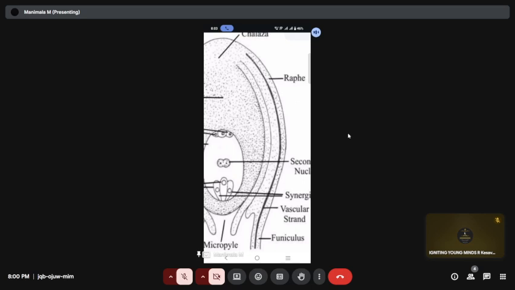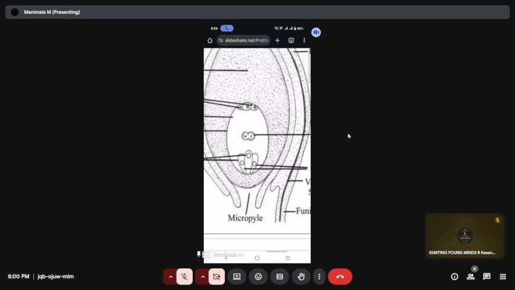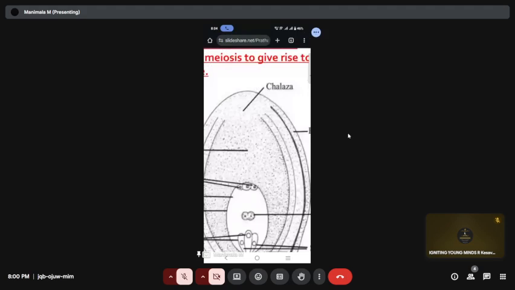In the anterior region, when the integuments join together, there is a small opening at the apex. What is the opening called? Micropyle. What is the role of the micropyle? The male gametophyte enters through it and fuses with the egg. Very good. In the posterior end, what is it made up of?